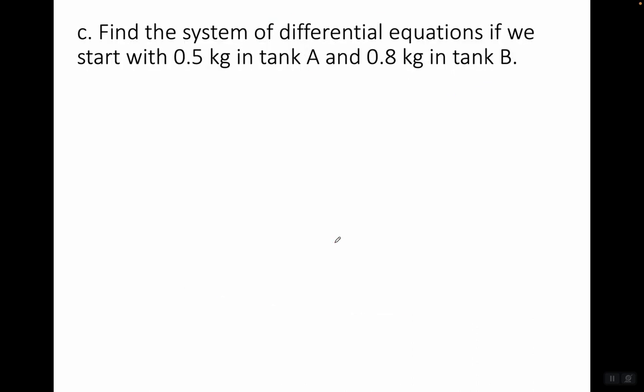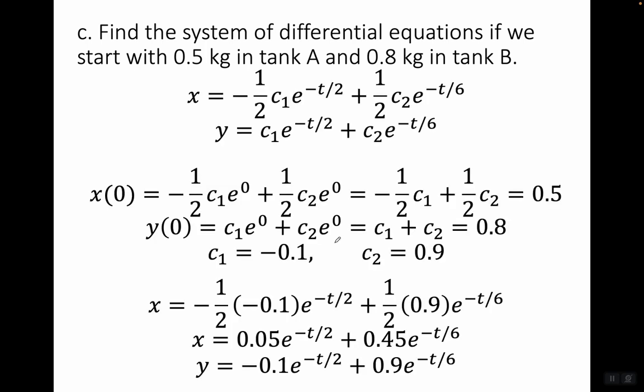Find the system of differential equations if we start with 1/2 kilogram in tank A and 0.8 kilogram in tank B. Okay, so now we've got an initial value problem. We start off with the expressions we just found a moment ago for x and y, and we plug in t equals 0. So x of 0, you plug t equals 0 into this top equation. Since e to the 0 is just 1, we end up with negative 1/2 c1 plus 1/2 c2 equals 1/2, because x of 0 is 1/2. That's what we were told a moment ago up here.